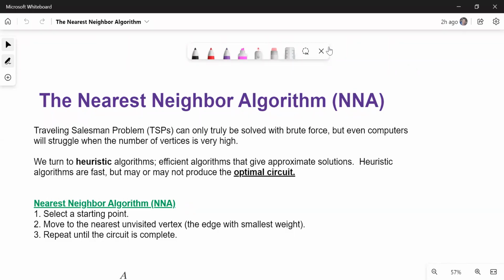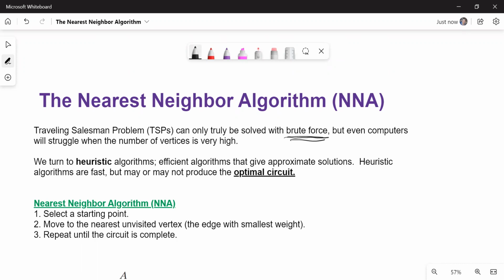In this video, we will look at the nearest neighbor algorithm. In our last video, we were considering the traveling salesman problem, or TSP, as a means of brute force to find an answer. That would be to literally list out every single possible route, which is overwhelming when we have a high number of vertices. Even computers will struggle with this if the number of vertices is very high.